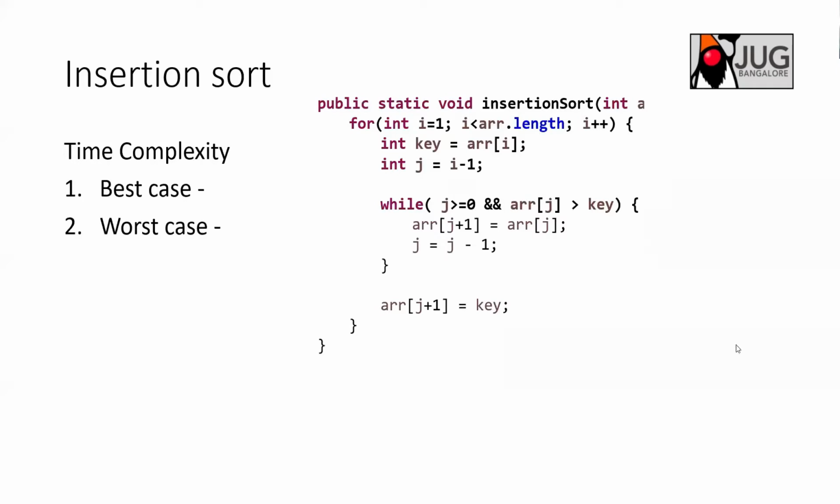In that case, you won't get into this loop. The condition array of j is greater than key is always false, because you already have a sorted set, so the elements will always be less. So in the best case, you don't get into this while loop, and it will be big O of n.